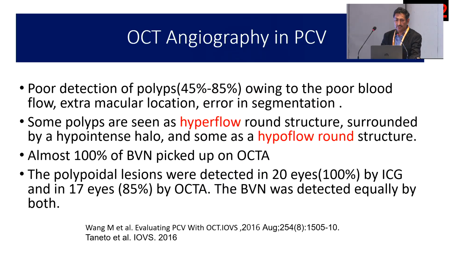And similarly in PCV also. PNVs can convert into PCV, and OCTA is quite useful in PCV also. It is very good to pick up the branching vascular network, but polyps sometimes you may not pick up. That could be because of poor flow. It could be located away from the fovea. There could be error in segmentation, and BVN and polyps could lie at different levels also. It could be a little raised. So if it is not segmented properly, you can miss that. The polyps can also be seen as hyperflow, hypoflow round structures.